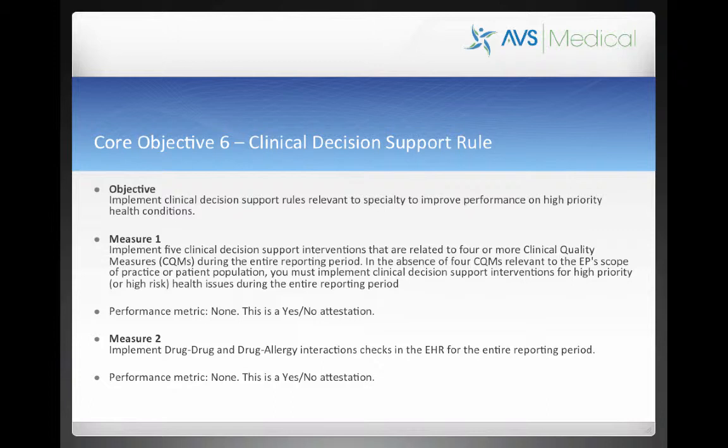The second measure that's required here is that you have drug-drug and drug allergy interaction checking turned on and enabled throughout the entire EHR reporting period. So you've already got that in your software and that should be turned on. This is a good time to mention again that in the McKesson Stage 2 configuration and end user training guide, there are step-by-step instructions on how to customize your EHR to do that.